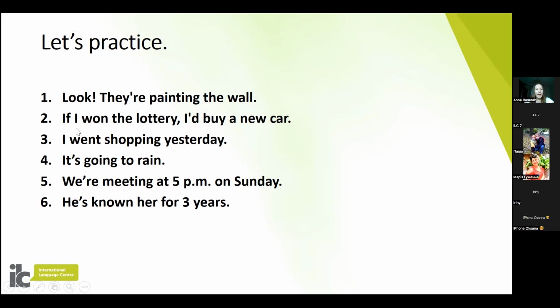If we look at number 2, we've got, if I won the lottery, I'd buy a new car. So we know it's second conditional. And in this case, it talks about an unreal situation in the present future. Technically it could be both. Well, to make it a bit easier, let's focus on the future a little bit. So we know unreal situation and future.